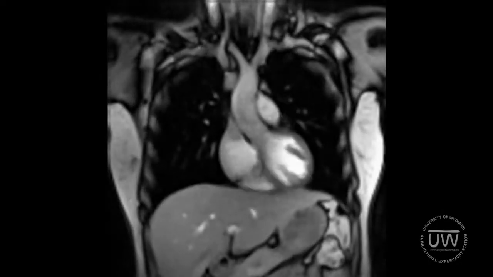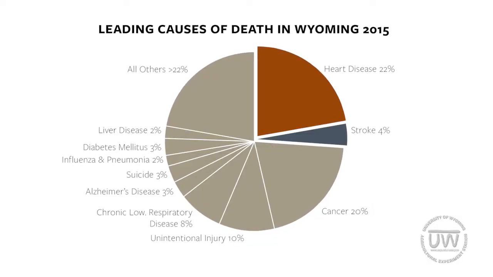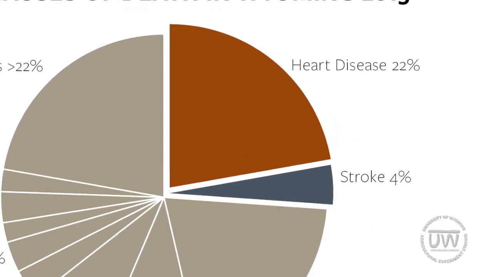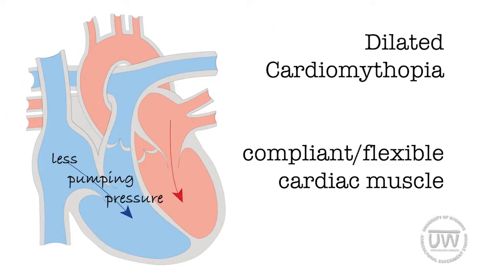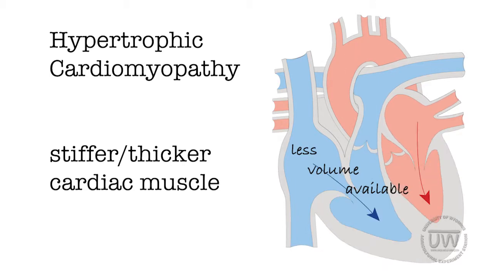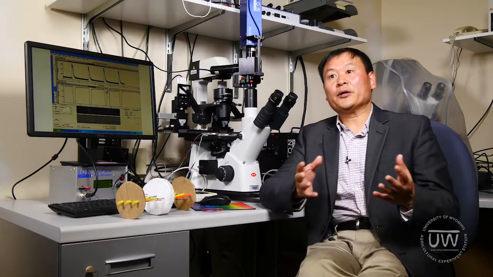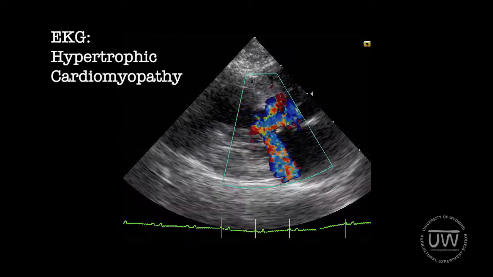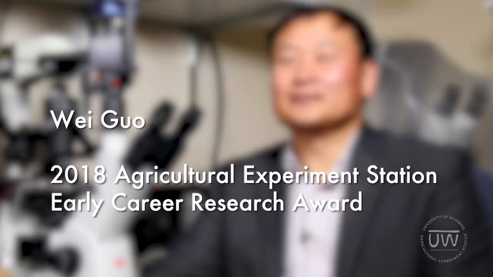Cardiomyopathy, or heart failure, is a leading cause of death in human patients. Half of the patients with heart failure have dilated cardiomyopathy, and the other half normally have hypertrophic cardiomyopathy. For dilated cardiomyopathy, there are drugs or therapeutic options available. But for hypertrophic cardiomyopathy, so far there is no therapeutic option available.